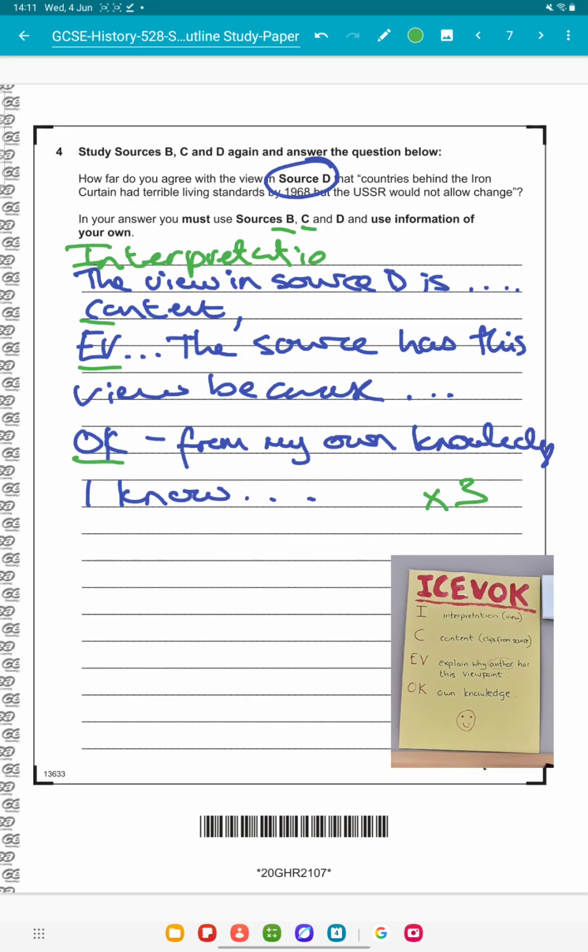Then you explain the view, you say, source B has this view because it's written by whoever it's written by, and from my own knowledge I know. And once you finish source B, then you go on to source C and you say, the view in source C is that, blah, blah, blah. Source C tells us that. The reason why it has this view is, and explain why it has the view. And then finally, from my own knowledge, I know that, blah, blah, blah.